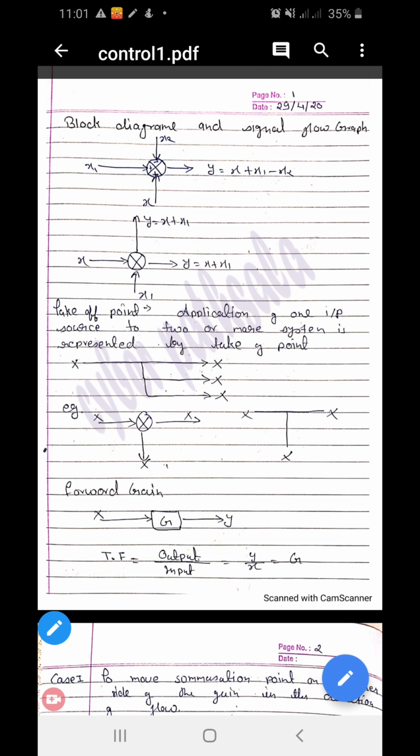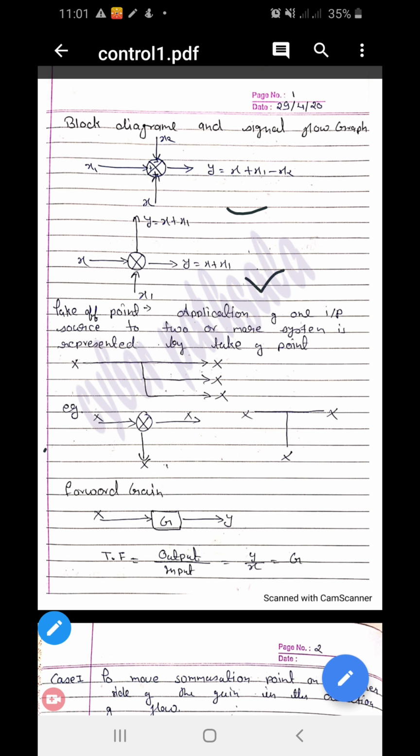So first of all, as you know, this is a summer and it is a multi input and single output summer. Okay, so the output is y equals x plus x1 minus x2. As you can see, in x2 there is a minus, that's why. And this is the multi input and multi output summer. So basically, as its name denotes, summer, you can see it's working.